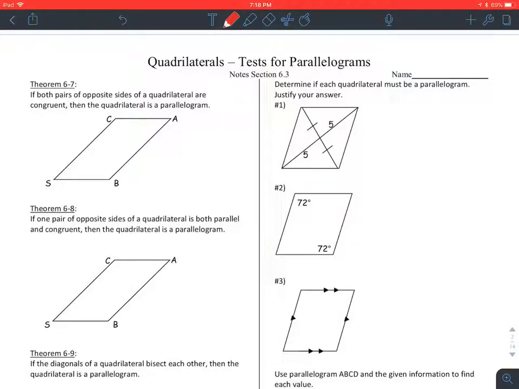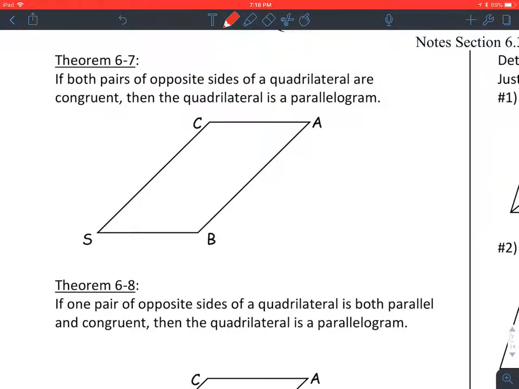Section 6.3 is tests for parallelograms. So what information will we have to know about a quadrilateral that would make the quadrilateral a parallelogram? First theorem. If both pairs of opposite sides of a quadrilateral are congruent, like so, then the quadrilateral has to be a parallelogram.